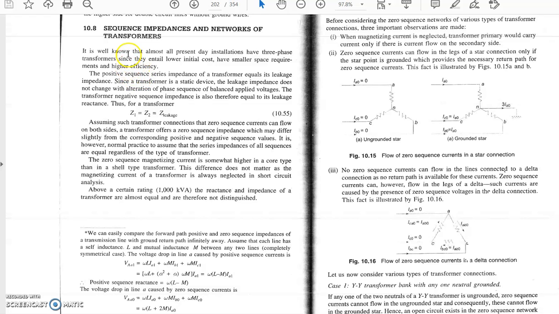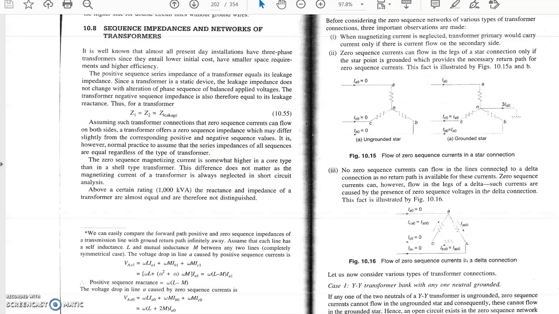As the transformer is a static device, the positive sequence series impedance of the transformer is equal to its leakage impedance, and the leakage impedance does not change with the alteration of phase sequence of the balanced applied voltage. So the transformer negative sequence impedance is also equal to its leakage reactance. One thing you have to note here is that the positive sequence and negative sequence impedance of the transformer will be equal, and equal to the leakage reactance of the transformer.